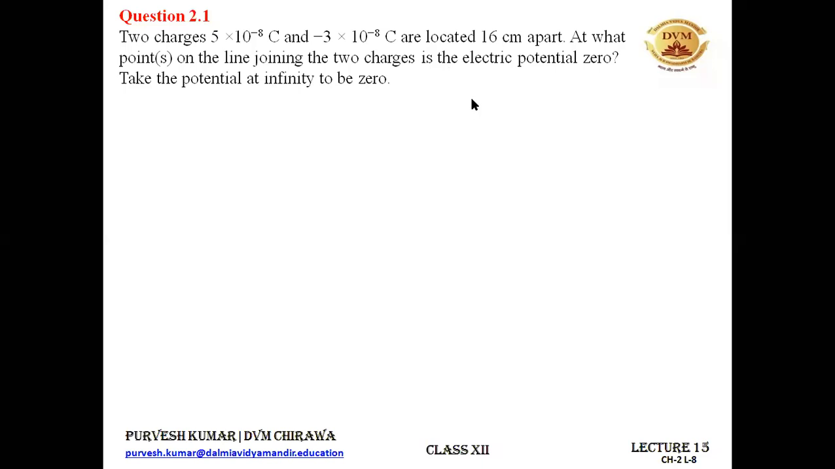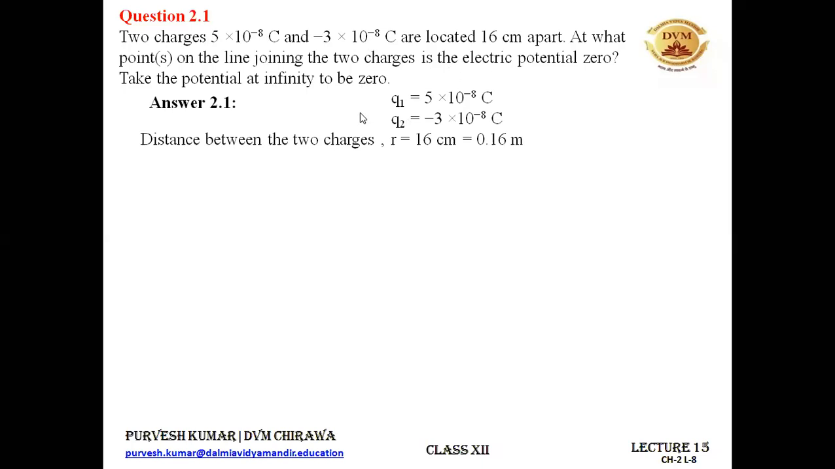We need to find a point on the line joining the two charges. One is 5 into 10 to the power minus 8 coulomb and the other charge is minus 3 into 10 to the power minus 8 coulomb, at which the electrostatic potential is 0. So we need to find the location of that point. So these are the data that is given to us.